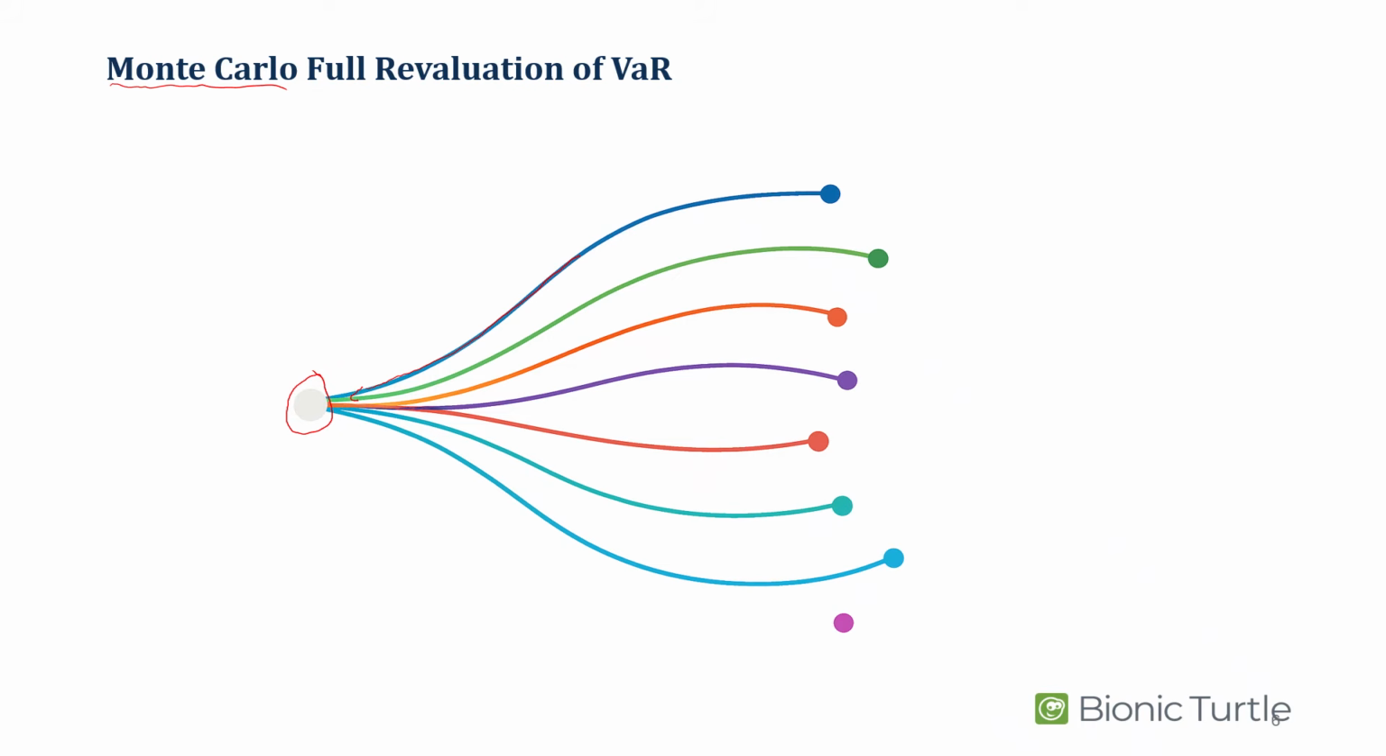With the Monte Carlo model, we're fully repricing the portfolio under each scenario. And so here we're making no assumptions about the underlying distribution, right? We're just shocking the portfolio, and that makes this a non-parametric model.